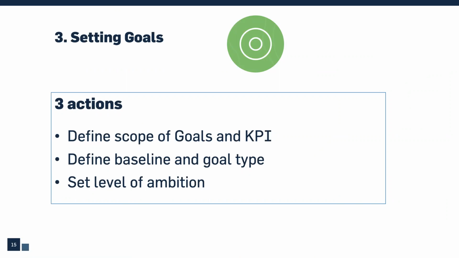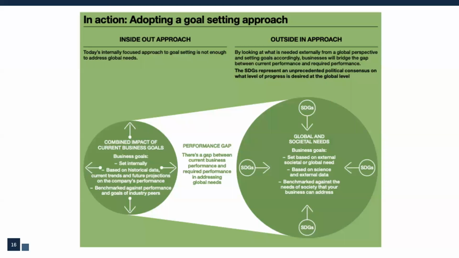Now, just very briefly, I'm going to tell you a little bit about this goal setting idea. And in the context of the compass, you need to define the scope of your goals and KPI, define a base level, a baseline, and the type of goals. And I think the most important bit is about that level of ambition. And what the compass is calling for is an outside-in approach, whereby you look to a rigorous external reference point upon which to base your objectives.